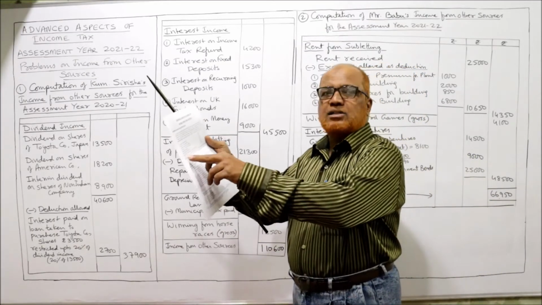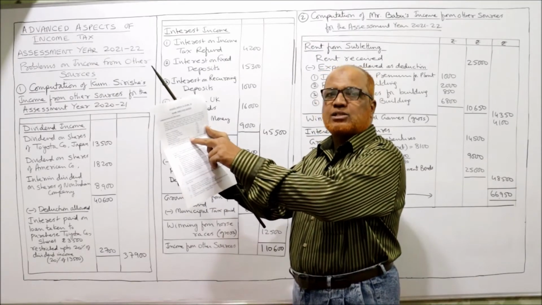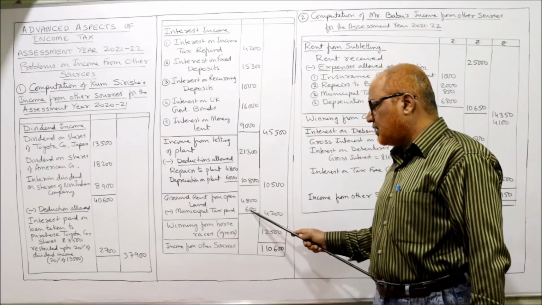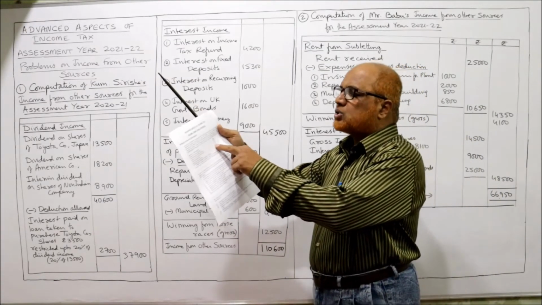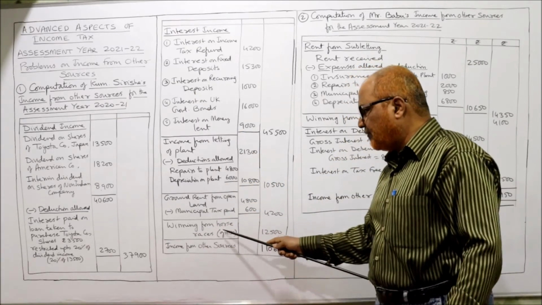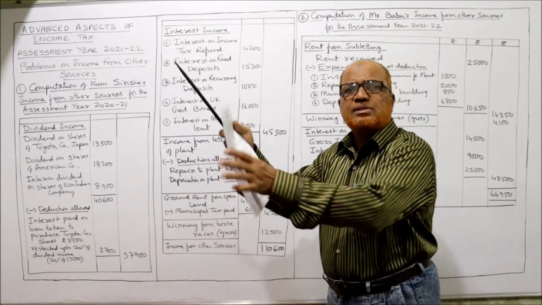Next comes ground rent. Ground rent from open land 4,800 and municipality tax paid 600. So 4,800 minus 600, 4,200. Winning from lottery, gross 12,500. That's all. All the items I have taken.